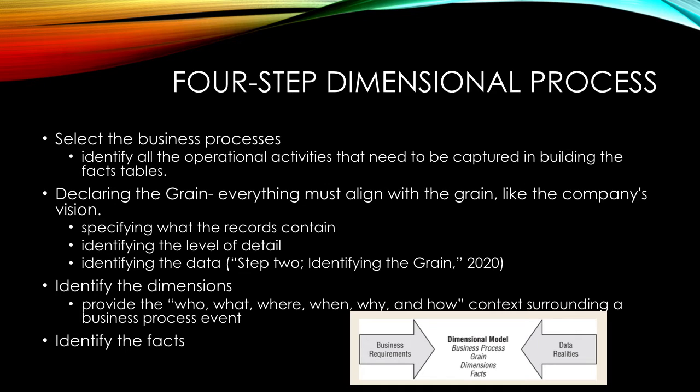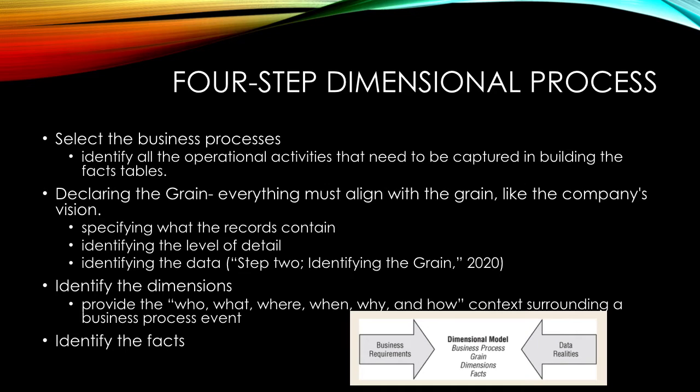As we start out, there's a 4-step dimensional process. First is to select the business processes, identify all of the operational activities that need to be captured in building the fact tables. Next, declaring the grain. Everything must align with the grain, kind of like the company's vision. In that, we specify what the records contain, identify the levels of detail, identifying the data as we keep this in mind, again, through the entire business process.